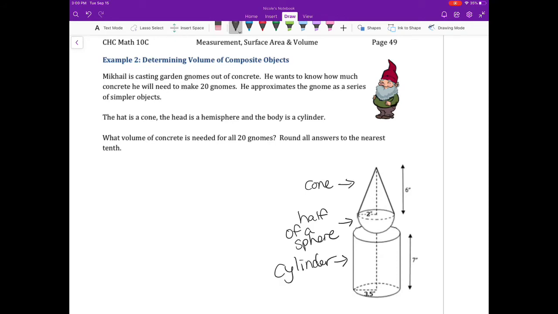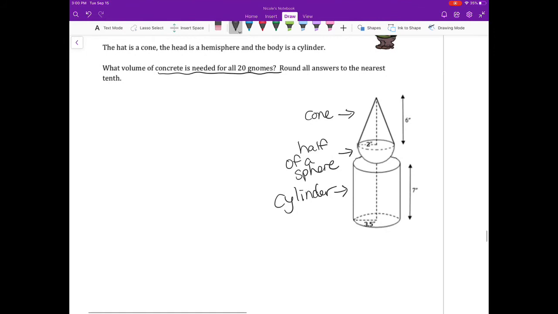Eventually I need to find the concrete for 20 gnomes, so I have to take this total and multiply it by 20, but in general, if I'm just doing a composite formula, all I have to do here is find the volume of the cone, half of the sphere, and then the cylinder.